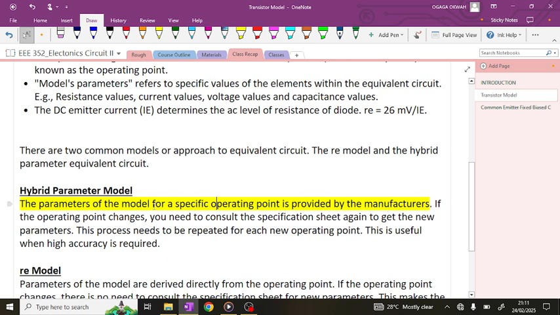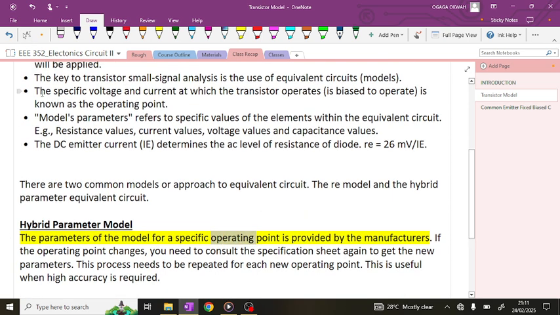Recall, the parameters of the model are for a specific operating point. What did we say about operating points? Come back to this key point here. We said an operating point is a specific voltage and current at which the transistor operates. So a specific voltage and current where the transistor begins to operate, that's your operating point.